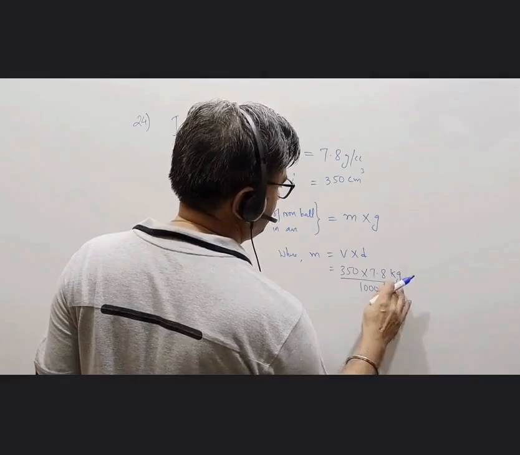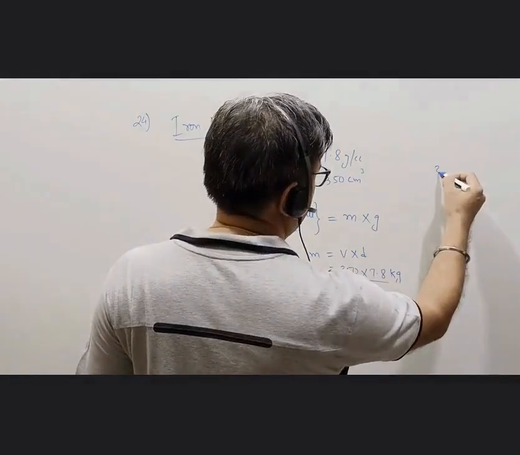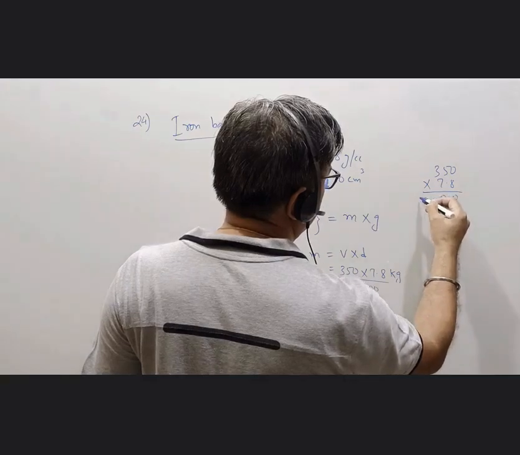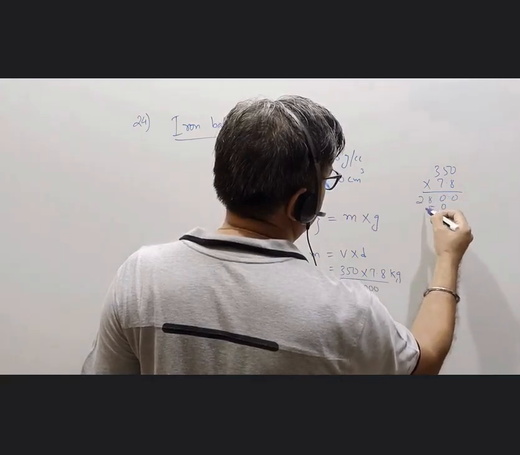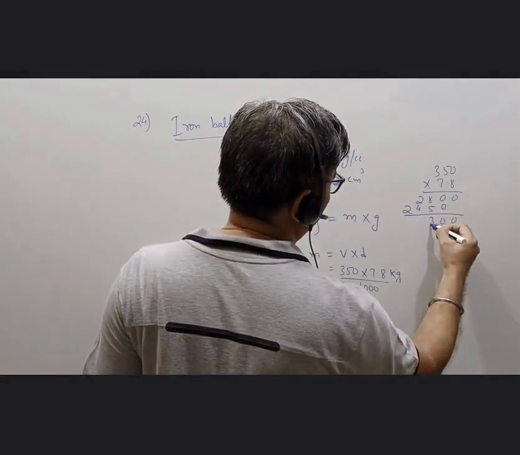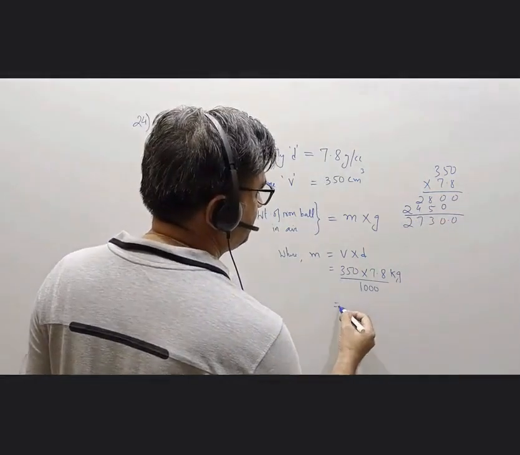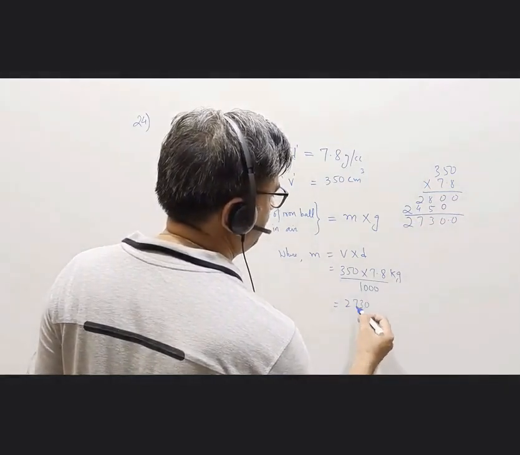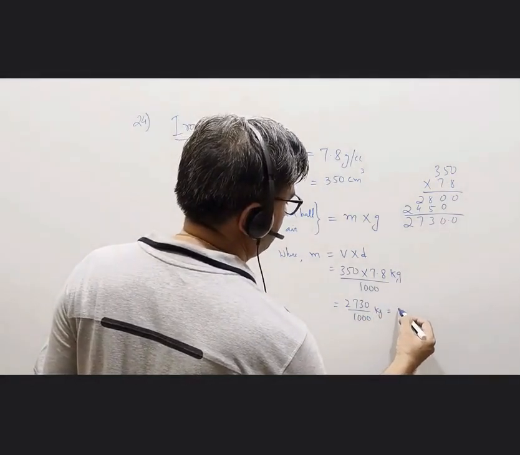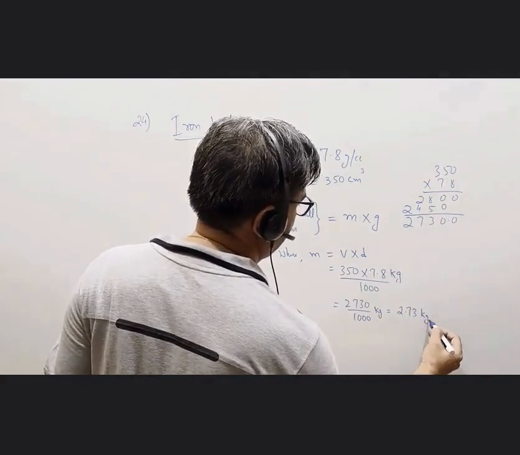So let us calculate this. 350 into 7.8. One decimal point. So this comes to 2730 by 1000 kg, which means it is equal to 2.73 kg. That's the mass.